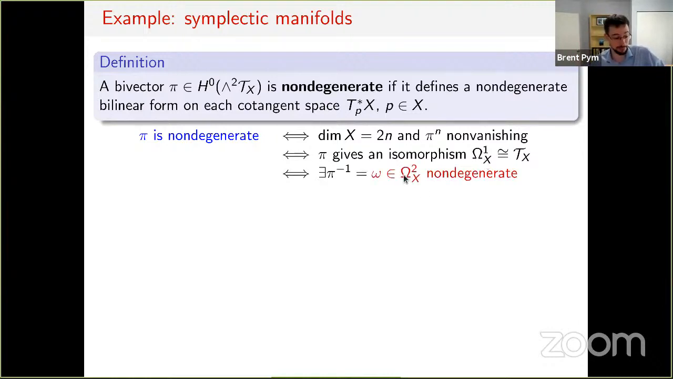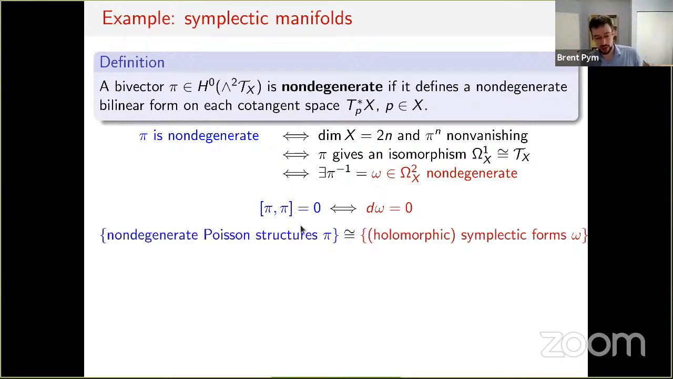Okay. And now the condition that this bivector is integrable, so it satisfies this equation, is equivalent to saying that the inverse 2-form is closed. So in other words, a non-degenerate Poisson structure is equivalent to the information of a symplectic form. Okay.